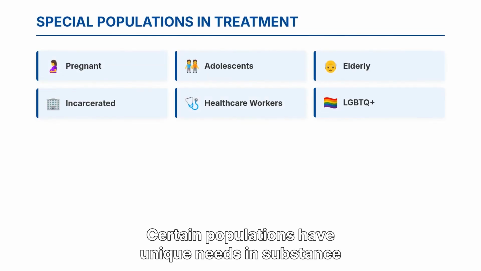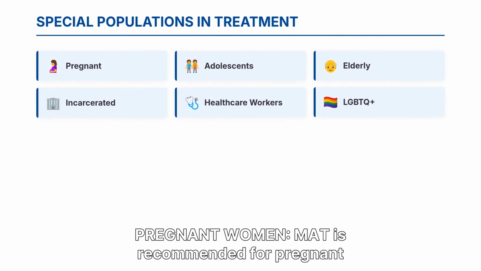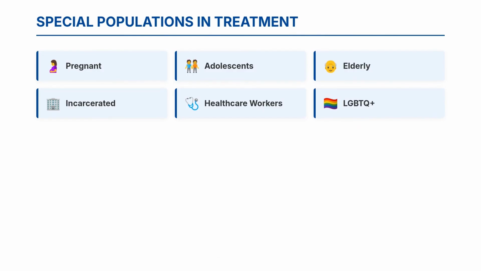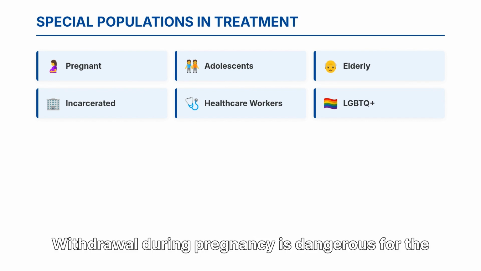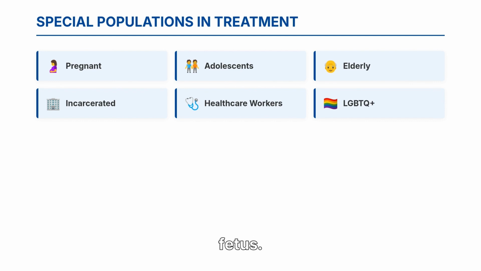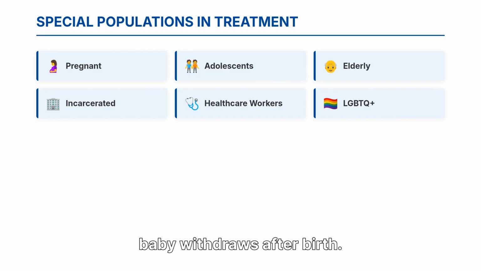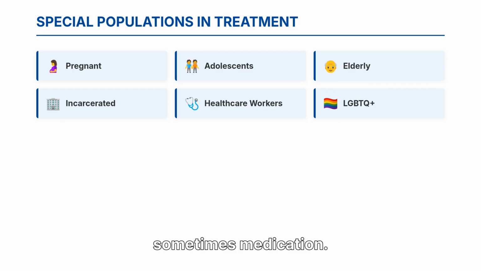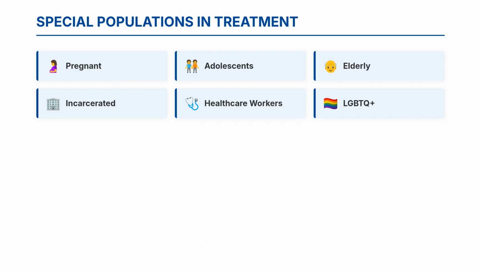Certain populations have unique needs in substance use disorder treatment. Pregnant women. MAT is recommended for pregnant women with opioid use disorder. Buprenorphine or methadone are both safe and effective. Withdrawal during pregnancy is dangerous for the fetus. Neonatal abstinence syndrome, NAS, occurs when a baby withdraws after birth. It is treated with supportive care and sometimes medication. Integrated prenatal care plus addiction treatment improves outcomes.